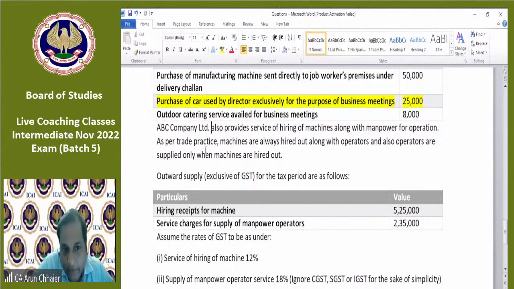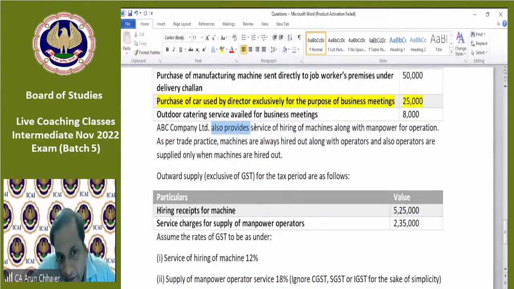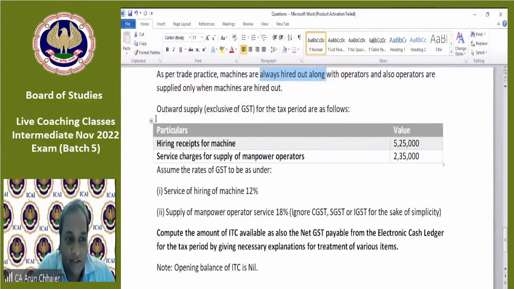Now, ABC Company Limited also provides... Now we are coming to the outward transaction. ABC Company Limited also provides the service of hiring of machine along with manpower for the operation. Perfect. So as per the trade practice, machines are always hired along with an operator, and operators are supplied only when the machines are hired out. Let me see what is the question.